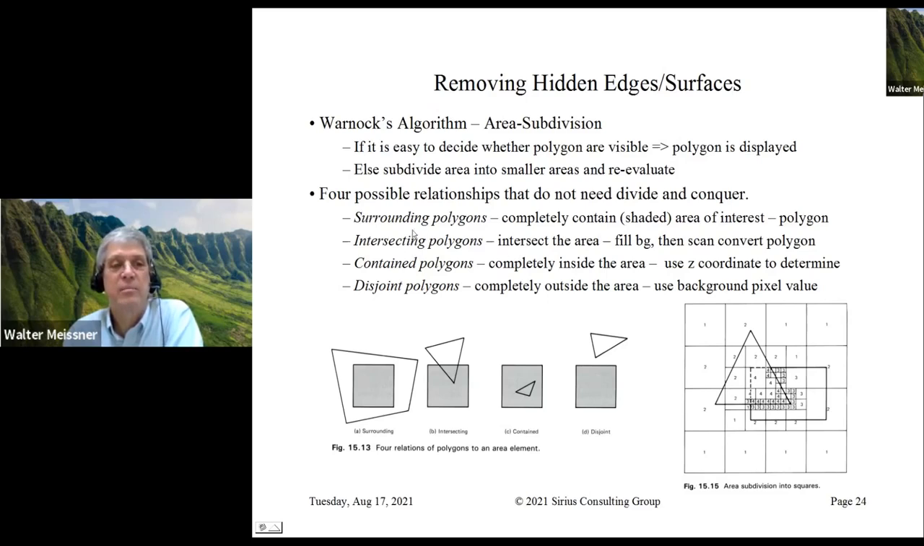The next one is an intersecting polygon. It intersects the area. So you first fill in the background color, and then you scan convert the piece of polygon that's sticking into that area. The third is a completely contained polygon, and you can just scan convert this. The fourth one is a disjoint polygon, which is completely outside the area. So it doesn't even show up, and just use a background value. Now, if there are multiple polygons, just keep subdividing and subdividing until the problem gets simpler. It gets down to these 4 cases.